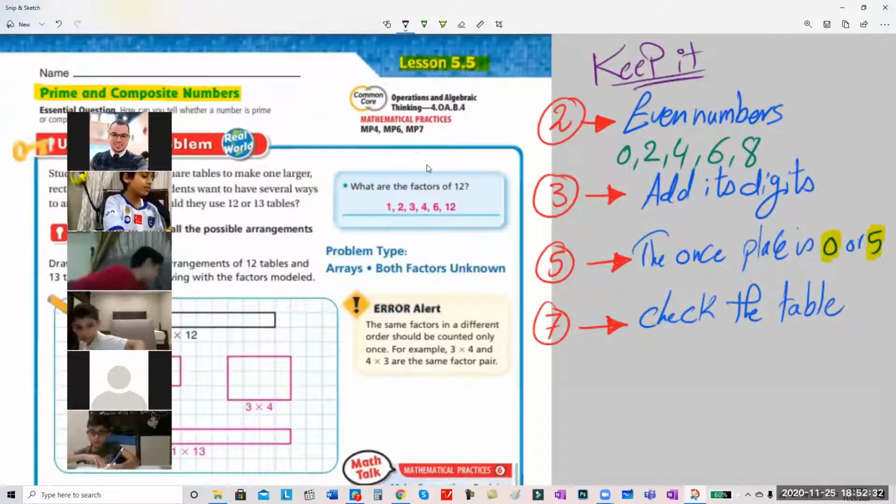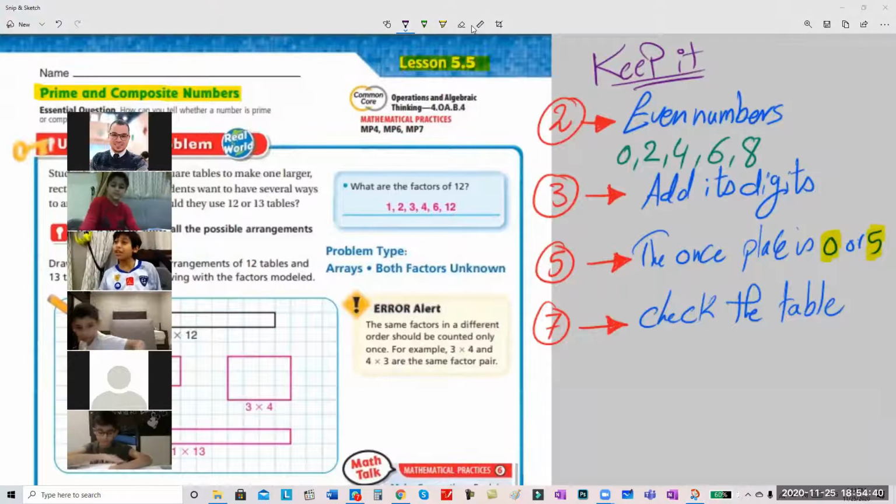Okay, write this, guys. You have 2 minutes to finish it. Okay, guys, let's move to the next page. Those are our rules for this page. Let's move to the next page to start solving problems.